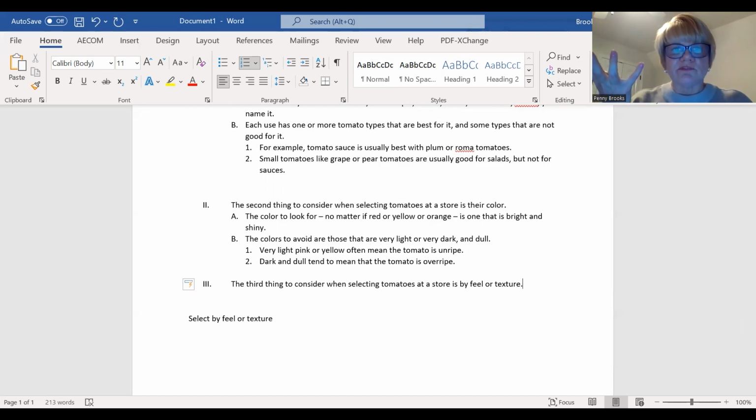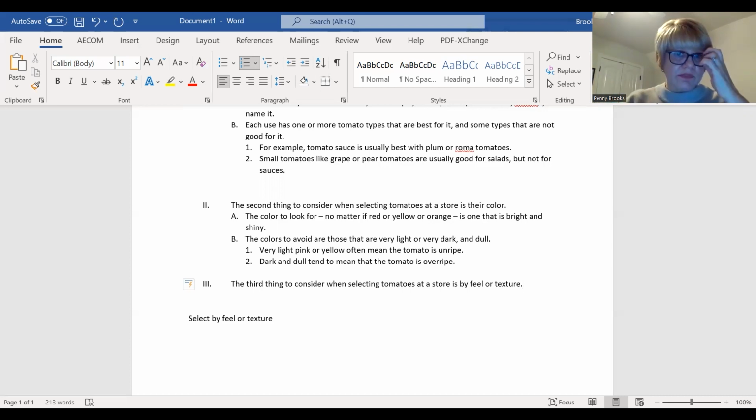if it's hard and feels dense, it usually means it's not ripe enough. If it's really squishy, that usually means it's overripe or has been damaged in shipment. So I need to write sentences for that.